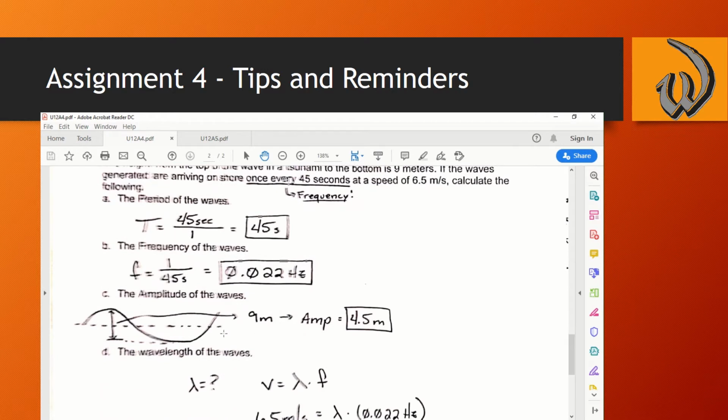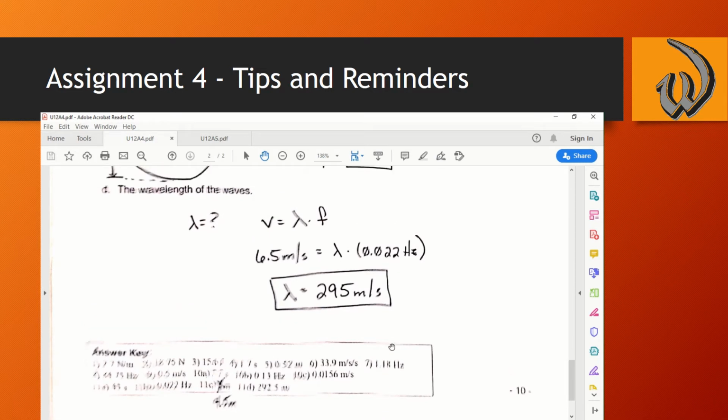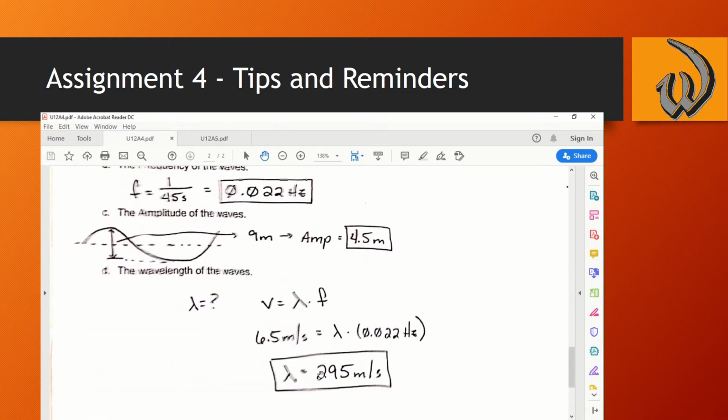Amplitude isn't going to change, but from trough to crest, if it's 9 meters, remember that your origin is halfway in between those, and you measure amplitude from the origin. So it's 4.5 meters, I believe. Yeah, I had gotten that wrong down there. So it should have been 4.5.